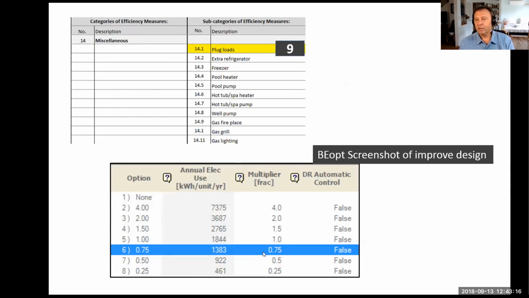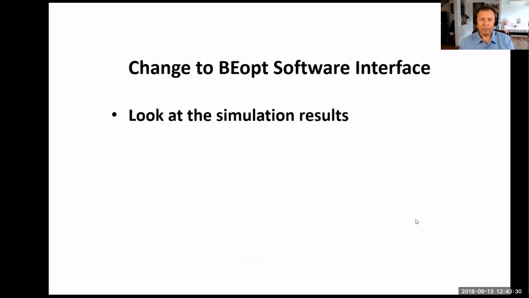We said, hey, we might actually have very low occupancy, so we go with 0.5, because the standard plug load would be determined by occupancy and the floor area. So right now we are going back and we'll be looking at the results. Bear with me, I just have to bring up the BEopt interface.